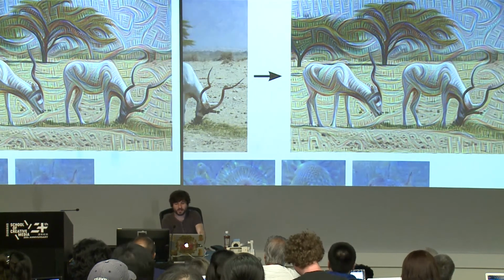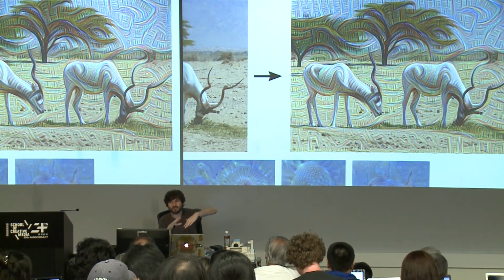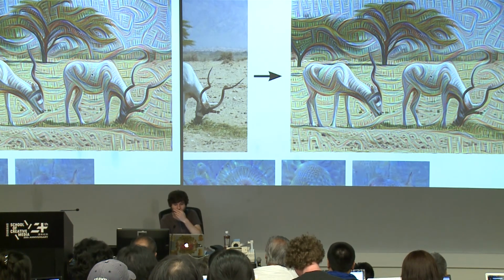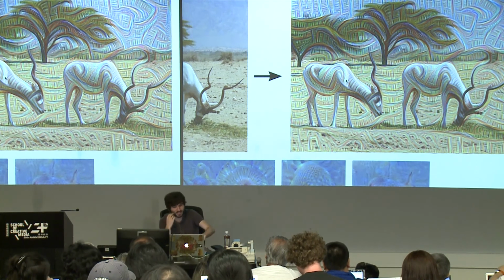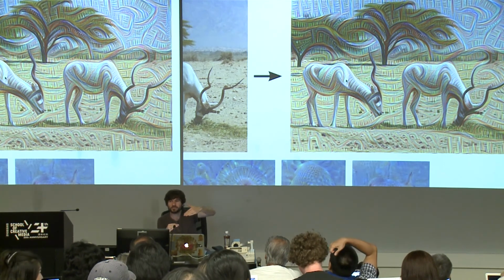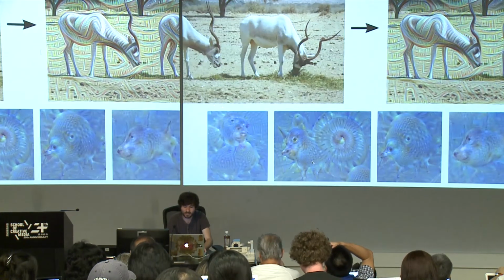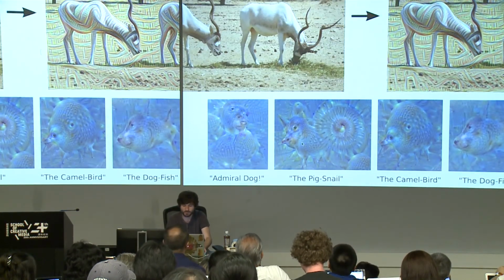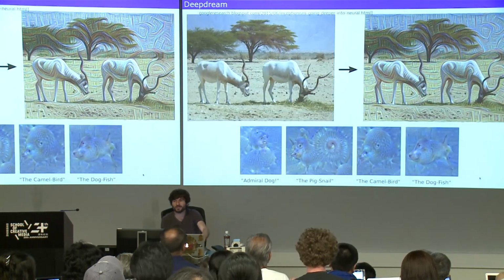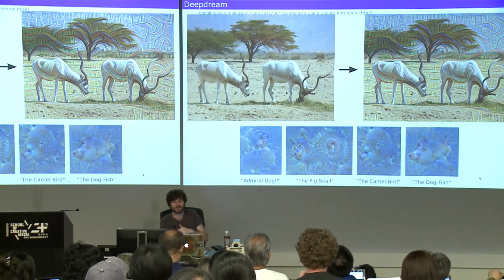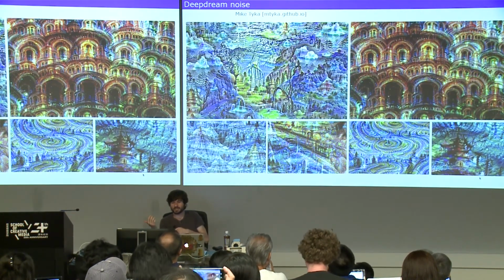So here, if you choose one of the early layers, which has things like edges, then you enhance those edges, basically. They're all just edges and patterns like this. If you enhance later layers, you find entire objects. Admiral dog, pig snail, camel bird, dogfish. That's a later layer. So then some of the researchers began to use this to make art.